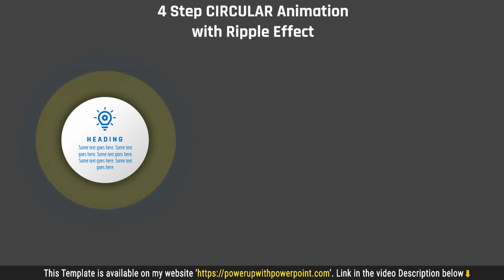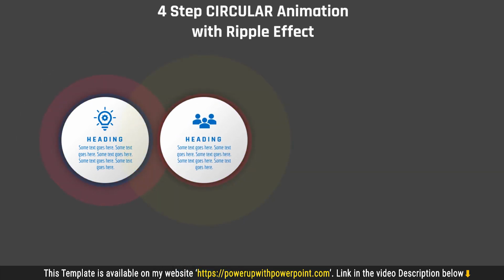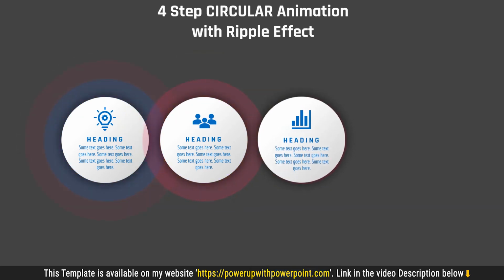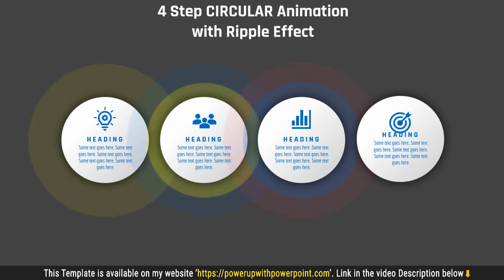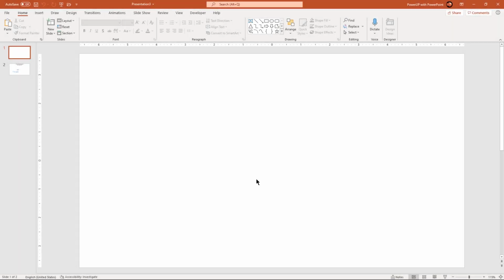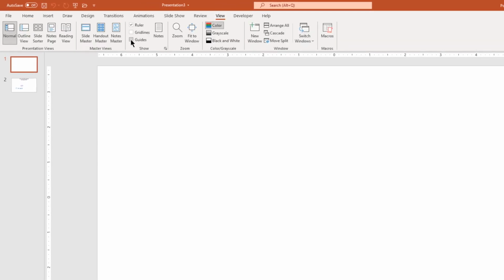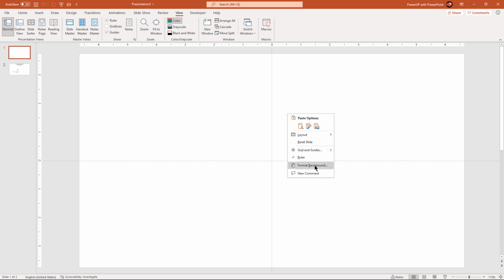Today we are going to create this beautiful animation with ripple effect at the back end of all circle shapes. So let's get started. Let's first enable the guides and then format the background with any solid dark color.